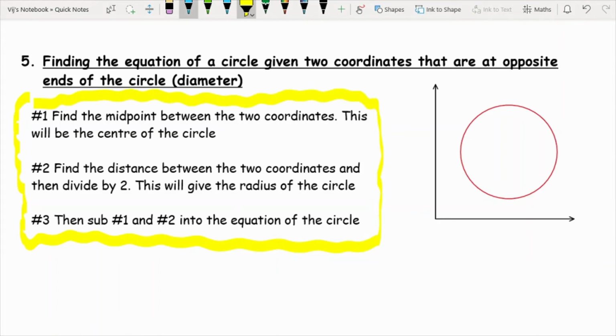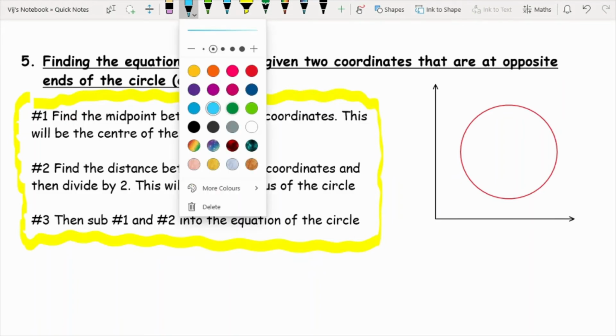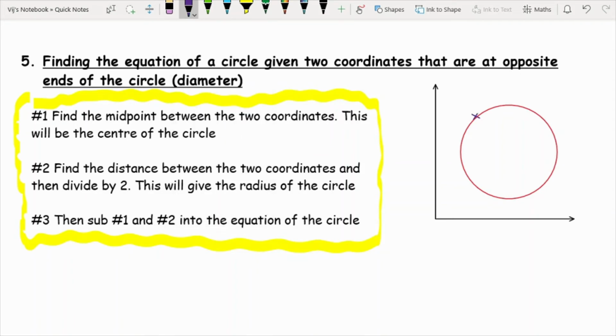Now, if we've got two coordinates that are opposite ends that form the diameter of a circle, let's go for blue. So for example, let's say we've got 2 points here and we've got C in the middle here. Now, to find the equation, let's call these points M and N. So to find the equation of a circle, I need 2 things. I need to work out what the centre is, and I need to know what the radius is. They're the 2 key bits of information I need to work out the equation of a circle.